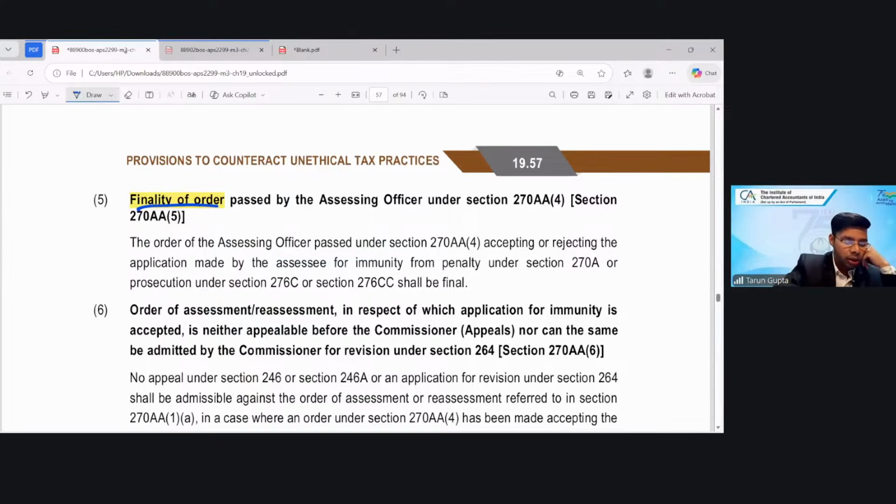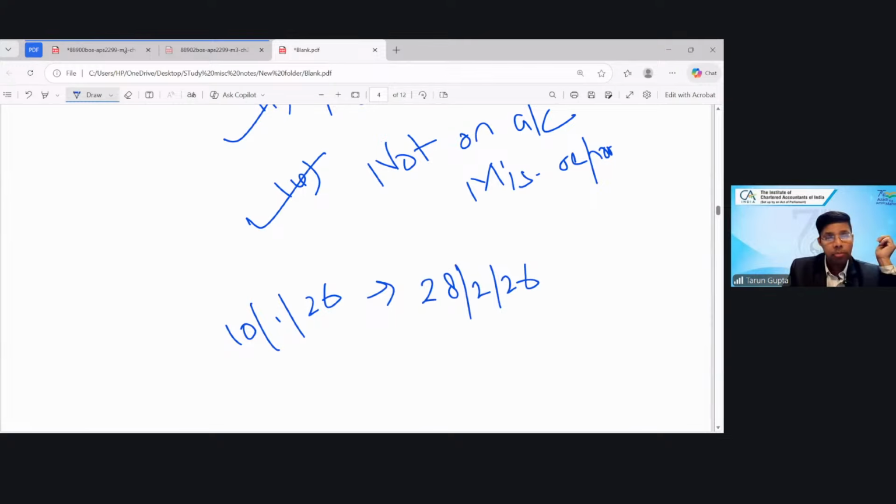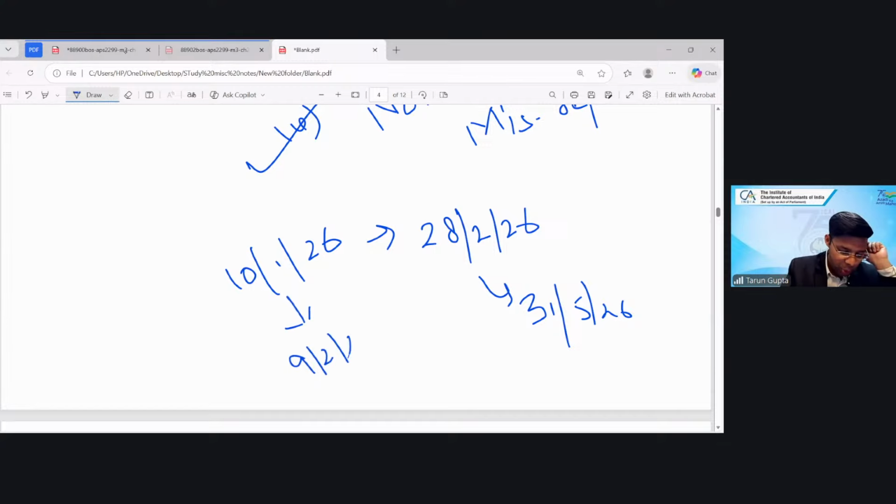Because, assuming you received an order on 10th Jan 26, then you can make an application under section 270AA by 28 Feb 26. You end this month, 1 month from that month. And the AO can pass an order within 3 months, means March, April, May, 31st May 26. Now, if on 31st May he passes an order and rejects your application, then you were required to furnish an appeal against this order by 9th Feb 26.